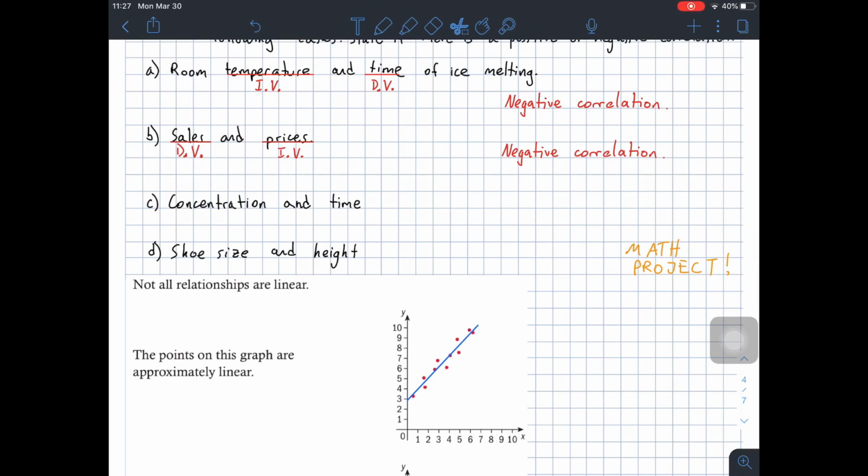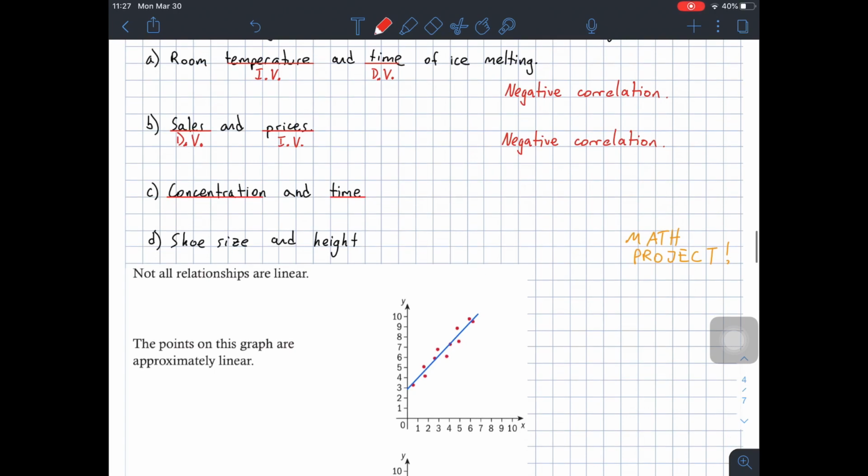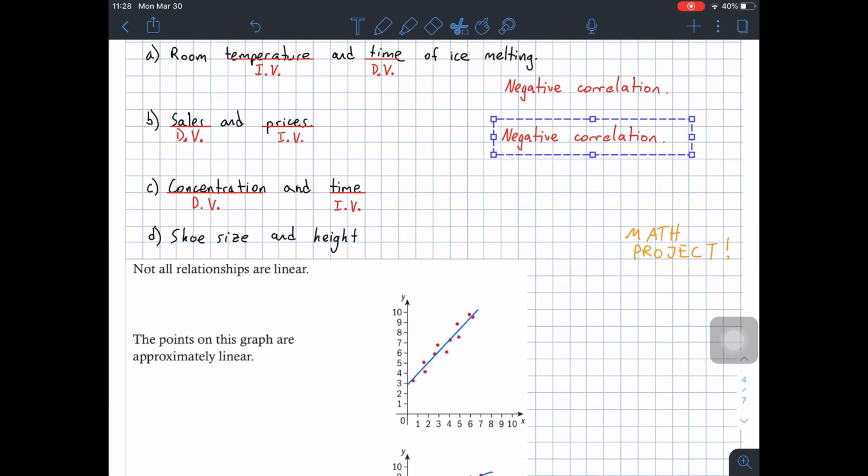Then C, concentration and time. Concentration meaning, for example, a student's concentration while having an exam. What are the two variables here? Concentration and time, right? The independent variable would be time. Time is almost always the independent variable. And concentration would be the dependent variable, right? As time increases, my concentration lowers, right? So once again, we're talking about a negative correlation.